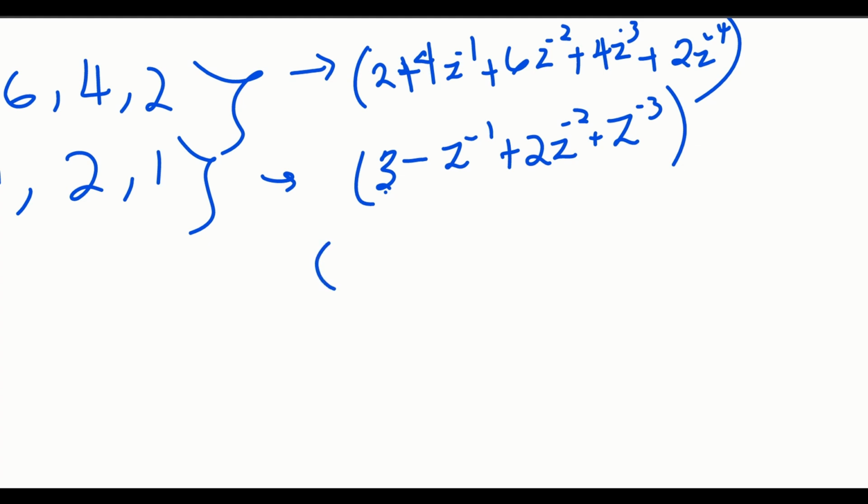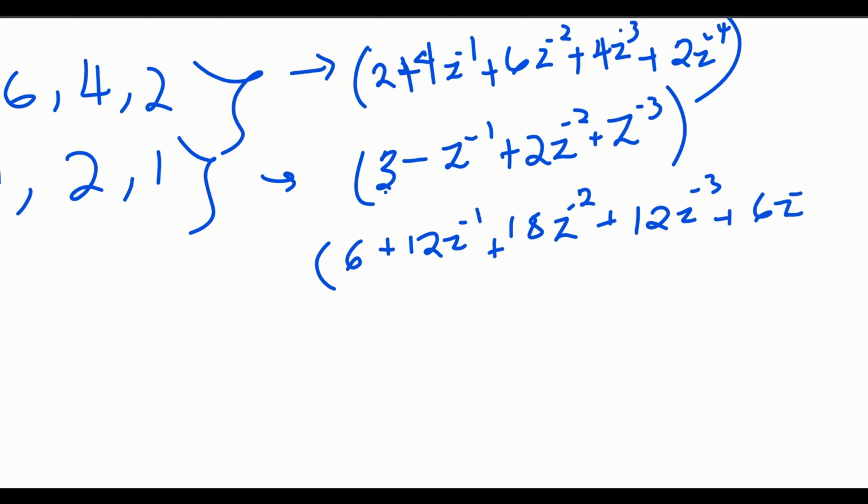So 3 times all of the top is 3 times 2 is 6, plus 3 times 4 is 12, so 12z^-1, plus 3 times 6 is 18, so 18z^-2, plus 3 times 4 is 12, so 12z^-3, plus 3 times 2 is what? 6. So 6z^-4. So we've done with the 3.